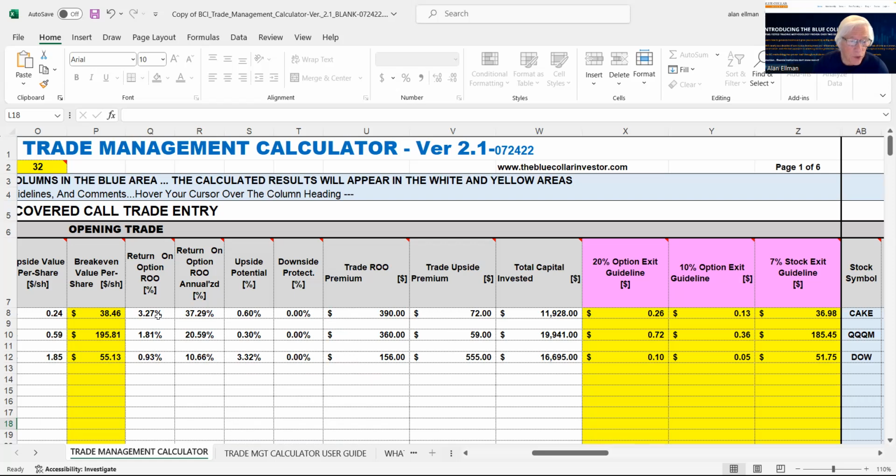So anyway, our initial 32-day return on cake was 3.27%, and that annualizes out to over 37%. These are initial returns. The initial return for cake was 1.18%, 20% annualized, again, based on that 32-day trade. And for Dow, it's 0.93%, 10.6% annualized. But we have upside potential, particularly for Dow, okay, of 3.32%. So that can actually be a 4% 32-day return if the price of Dow moves up. Okay, so you got that upside potential.